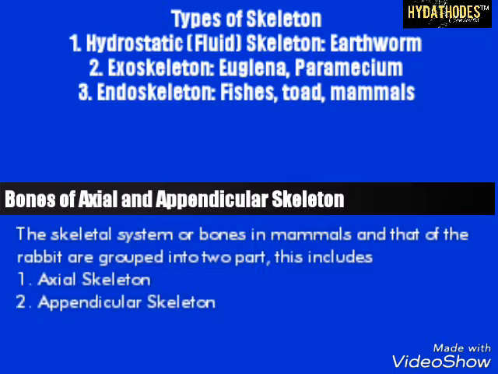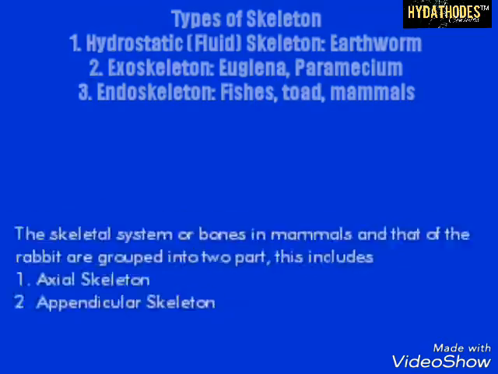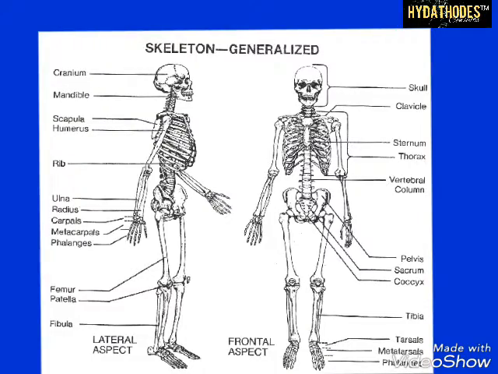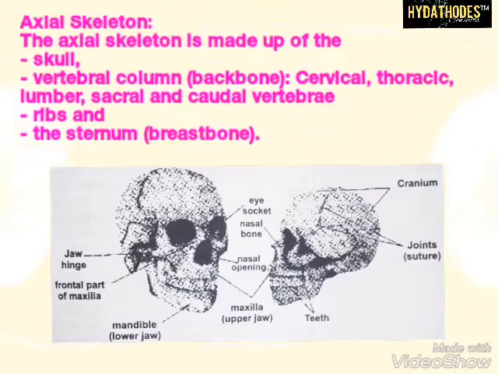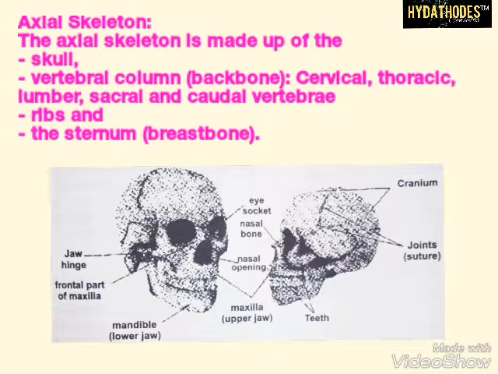Bones of axial and appendicular skeleton. The skeletal system of bones in mammals and that of the rabbit are grouped into 2 parts. These include number 1, axial skeleton and appendicular skeleton. The axial skeleton. The axial skeleton is made up of the skull, vertebral column or backbone, the ribs, and sternum.